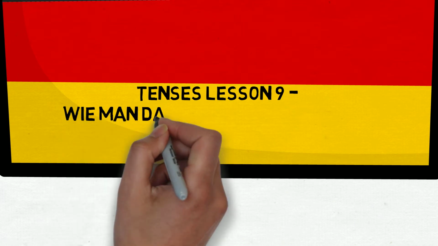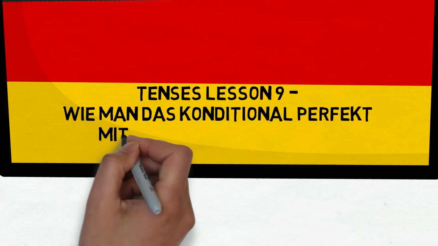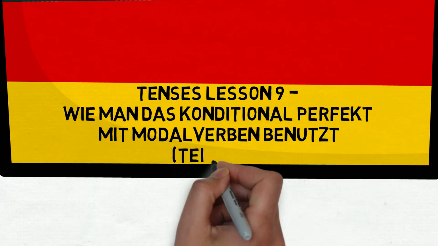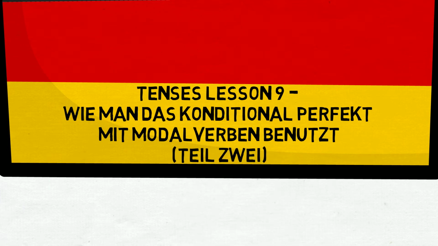Diese 9. Stunde über die Zeitformen, the 9th Tenses Lesson, ist, wie man das Conditional Perfect mit Modalverben benutzt. How to use the Conditional Perfect Tense with Modal Verbs. Teil 2, Part 2.